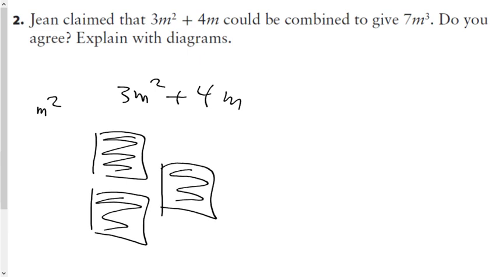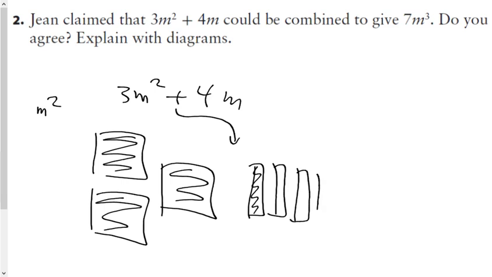We look like this. And then with that, I'm going to add a positive 4m. Again, the m is going to have a length of 1, the width of m, so area of m, m squared. And I have 4 of those. And we would say we cannot combine those two because they are not like terms. We can't combine cats and dogs and get a cow.